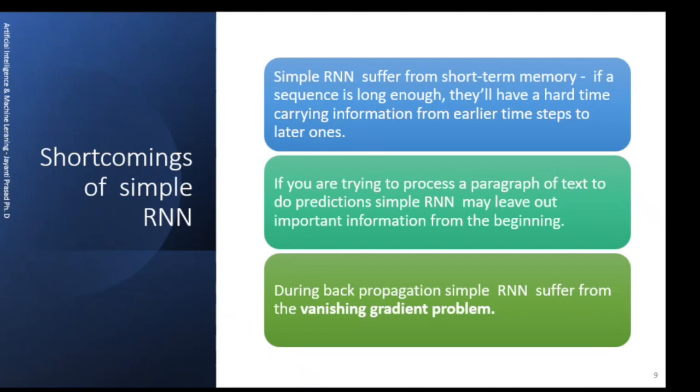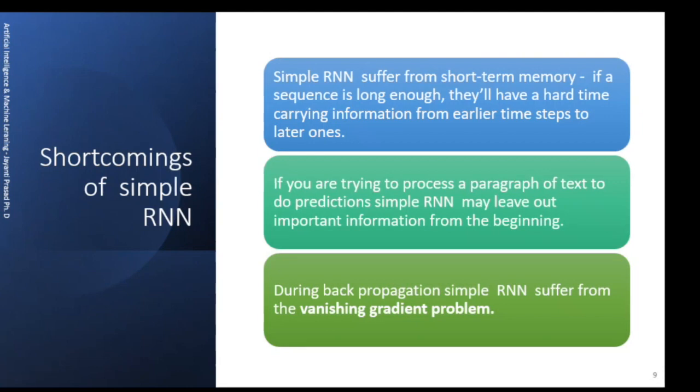So this I already explained, that the simple RNN suffers from short-term memory. If a sequence is long enough, they will have a hard time carrying information from earlier time steps to the later ones. If you are trying to process a paragraph of text to do prediction, a simple RNN may leave out important information from the beginning. So during backpropagation, simple RNNs suffer from the vanishing gradient problem.